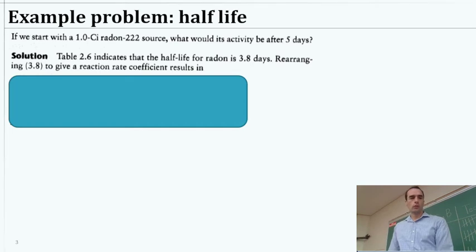All right. So let's do another quick one. We have a radon source, and there is some amount of it. Don't worry about the units there, 1.0 Ci. Just leave that as some sort of units of radon-222. So we have one amount of it, and the question is, what would be its activity?